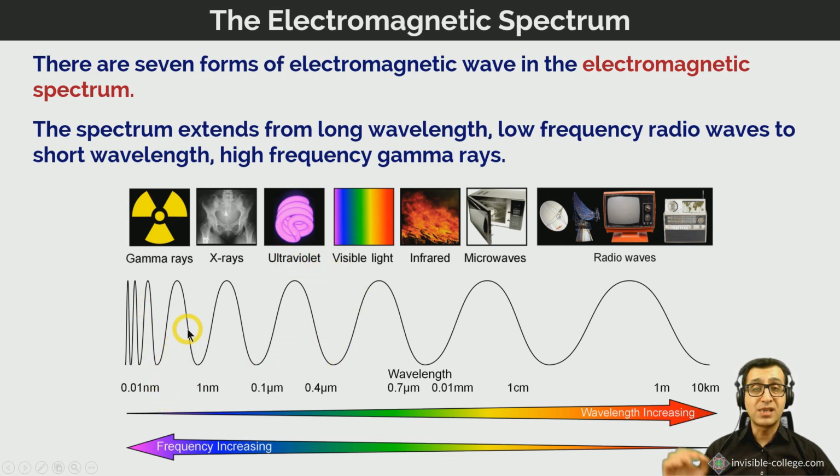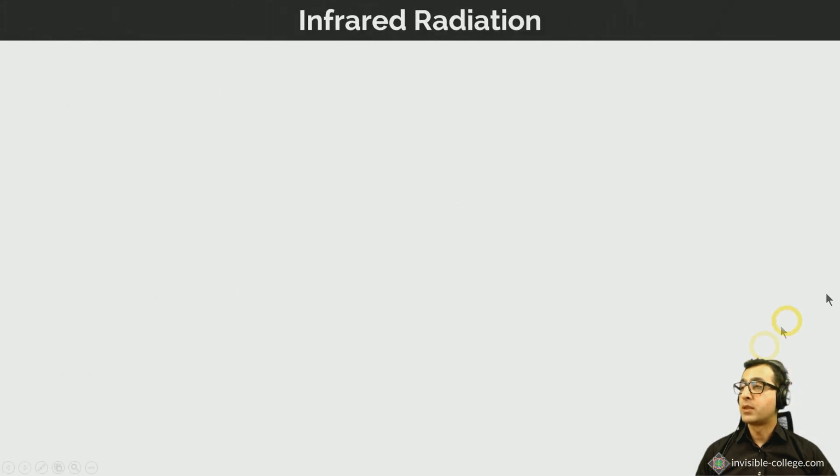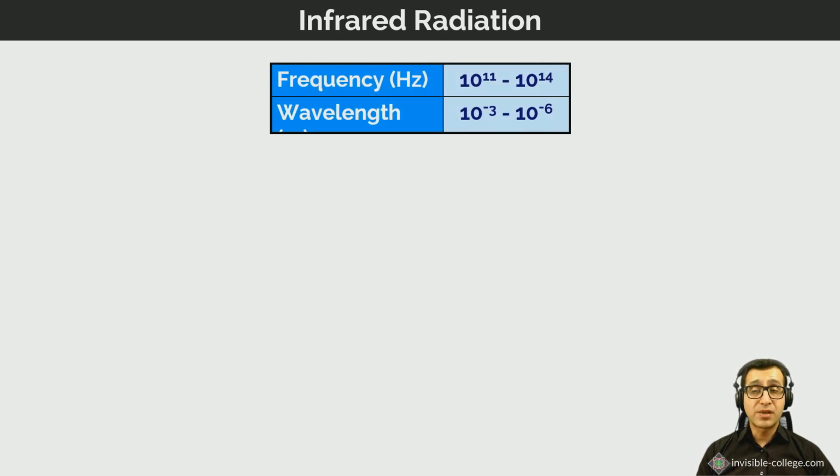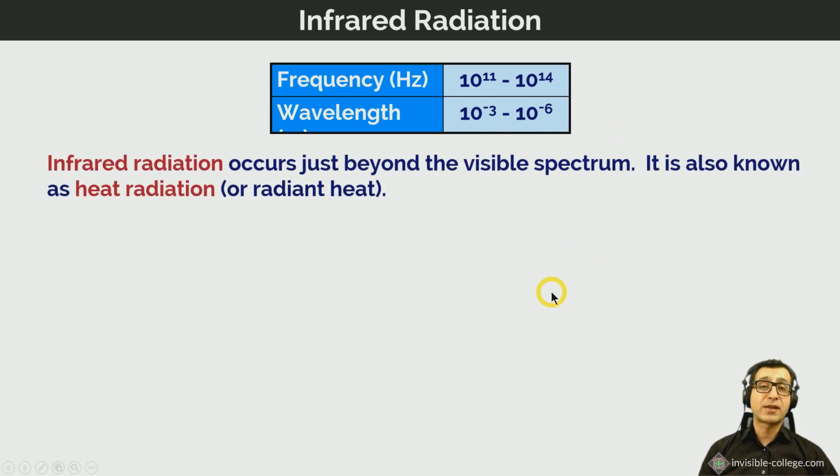But these are all the same phenomenon. These are all just waves of electric and magnetic fields which transfer energy through space. The only way that they differ is in their frequencies and their wavelengths, but they are all the same kind of phenomenon. So infrared radiation typically has a frequency of 10 to the power 11 to 10 to the power 14 hertz, and a wavelength, this should say in meters, apologies for that, wavelength in meters of about 10 to the power minus 3 to 10 to the power minus 6. So this is the range of frequencies where you find the infrared radiation in the electromagnetic spectrum. This is the range of wavelengths where you find it. So it occurs just beyond the visible spectrum. It's also sometimes called heat radiation or radiant heat.